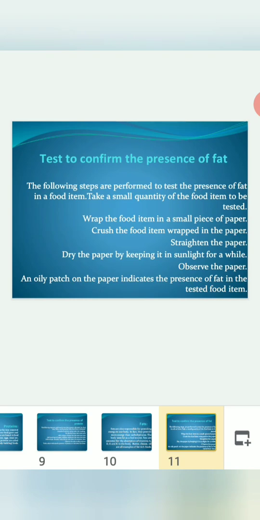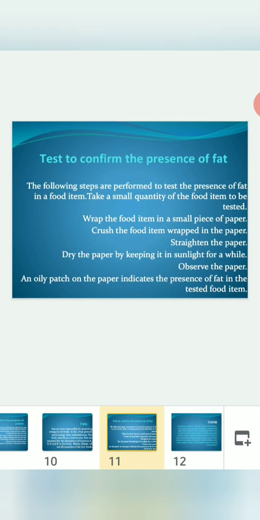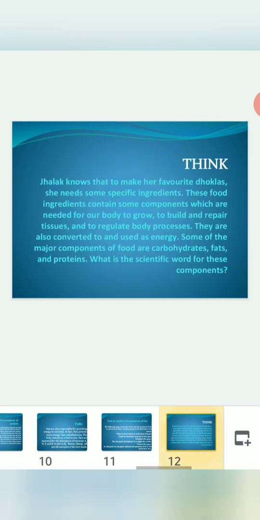Observe the paper. An oily patch on the paper indicates the presence of fat in the tested food item. So, the presence of an oily patch will indicate the presence of oil or fat in the food.